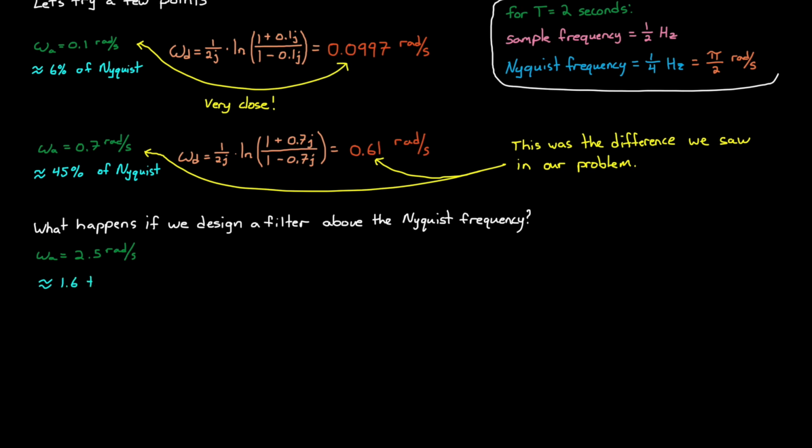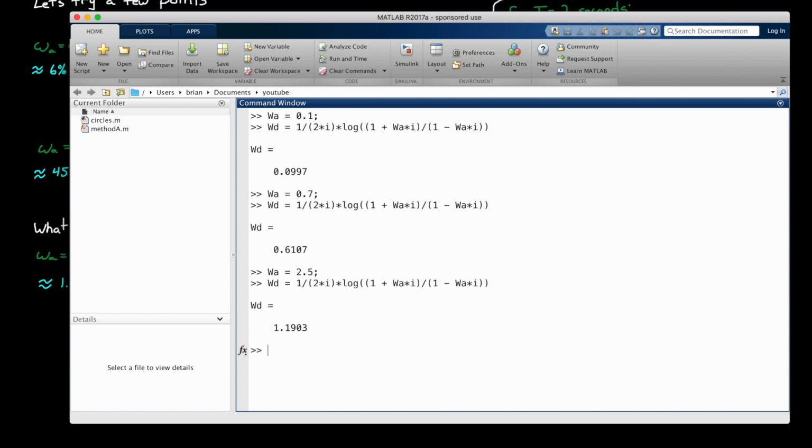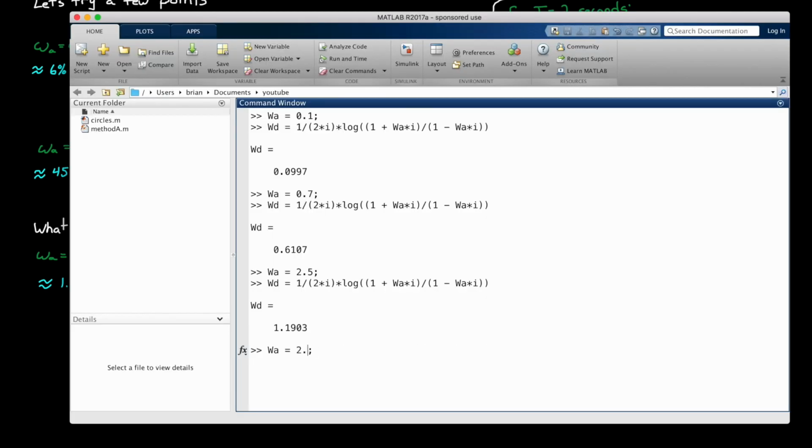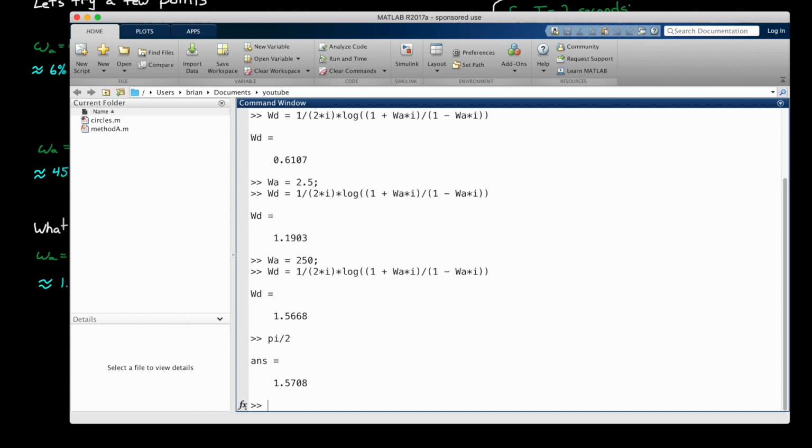Well, let's try it with an analog frequency of 2.5 radians per second. We'll zip through the math real quick, you can double check this on your own, but we find that it's about 1.19 radians per second, which is really different than our goal, and it was mapped to just below the Nyquist frequency. In fact, it doesn't matter how high the analog frequency is, when you map that system using the bilinear transform, it always maps it to just less than the Nyquist frequency. That's the result of the mapping not rotating around the origin, but rather pinching it down to -1. That -1 point is the Nyquist frequency in the Z-plane.